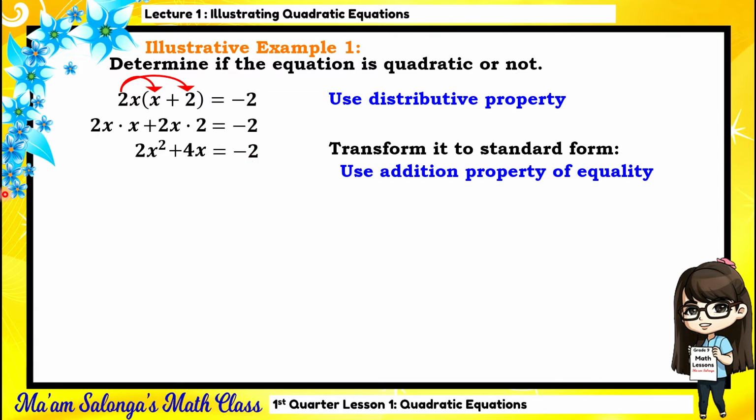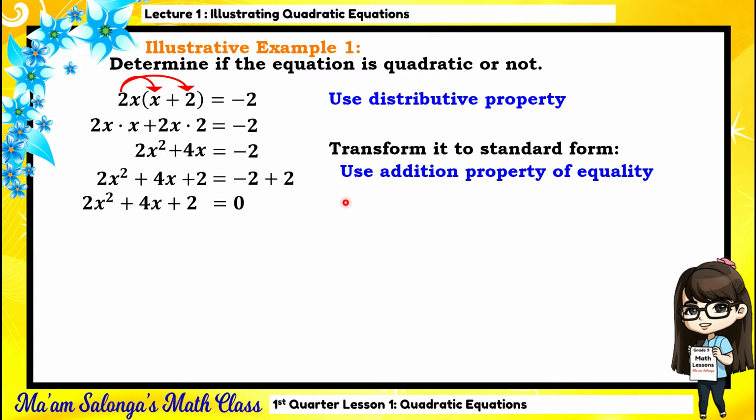And that is the additive inverse of negative 2, which is 2. Then, remember the rules in solving equation. It should be balanced. So, kung ano ang ginawa natin dito sa right side, nag-add tayo ng 2, dapat gagawin din natin sa left side. So, from 2x squared plus 4x, we need to add 2. Then, the result is 2x squared plus 4x plus 2 equals to 0.